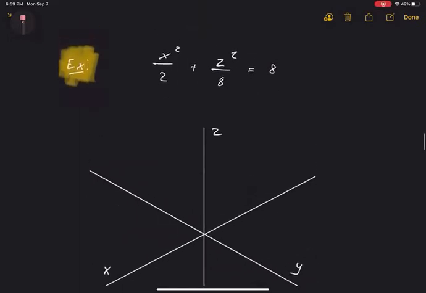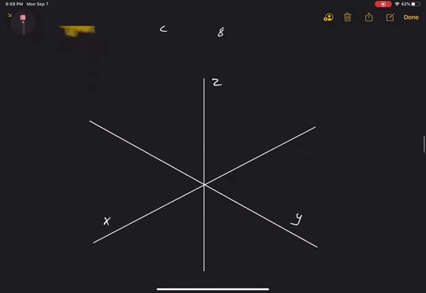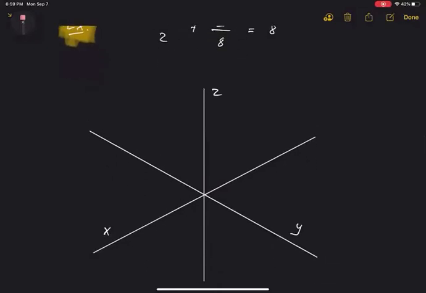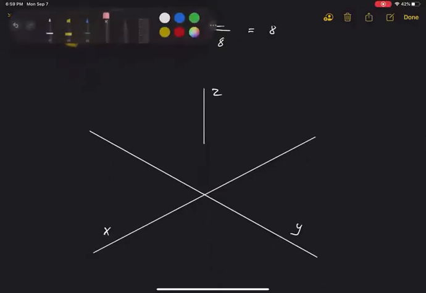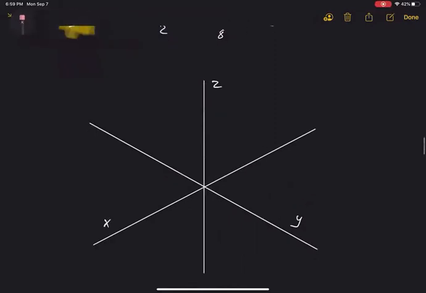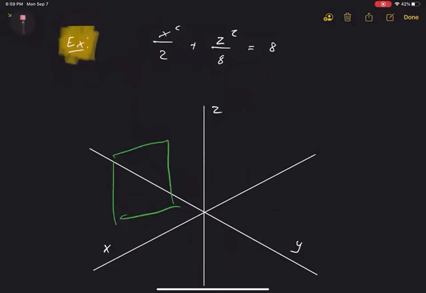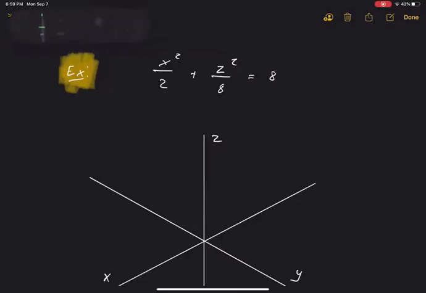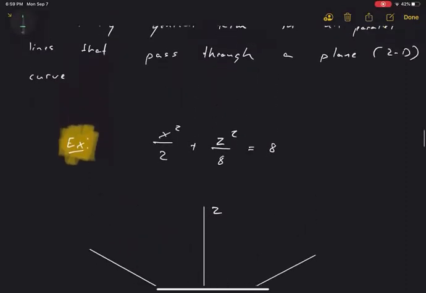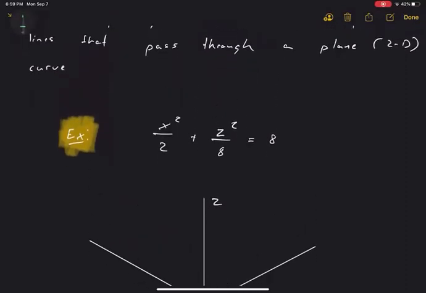Okay, so let's try and draw the traces. So now maybe instead of taking traces along my z-axis, maybe I should be taking traces along my y-axis. So maybe I should be thinking about slices, like planes that are going along this y-axis. So if I take a slice like this, what kind of curve am I going to get? Well, think about x squared over 2 plus z squared over 8 equals 8. What kind of equation is that?